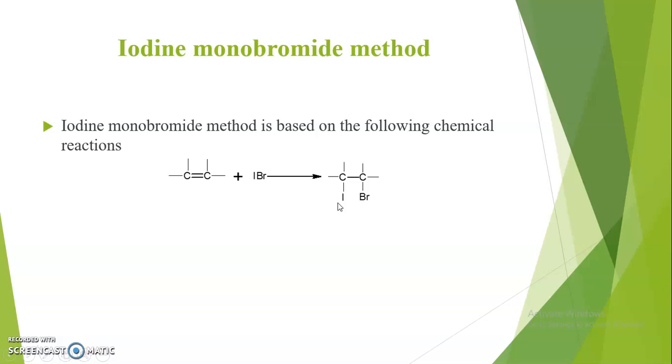So in this first method, what we are going to do is react our fat and oil sample with the iodine monobromide solution. Similarly, in the iodine monochloride method, instead of IBr, we use ICl, which is known as the iodine monochloride solution. So this is the basic step, that is, the first step.